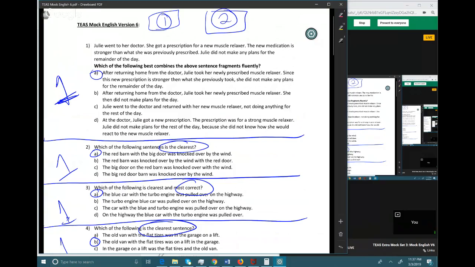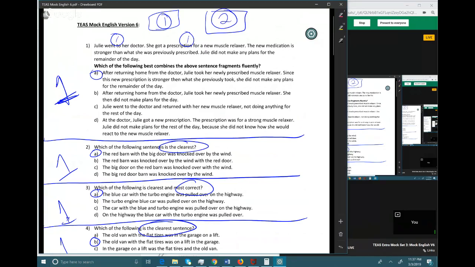In this case, we have went to the doctor, got a prescription for a muscle relaxer, new medication is stronger, didn't make plans for the day. So going to the doctor and being prescribed a new muscle relaxer, those go together. There's no scenario where you can make a fluent sentence and split those up. So I label those 1, or however you want to label them.